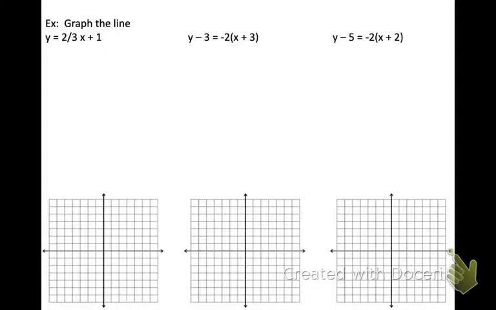With the next one, here we're going to graph. I'm going to show you a couple different ways of doing this. With this first problem, I just have y is equal to 2/3 x plus 1. This one's pretty easy because y is by itself. And so I know that the number in front of my x is my slope. So my slope is 2/3. And then the number by itself is my y-intercept. So my y-intercept is 1. Your y-intercept is always your starting point.